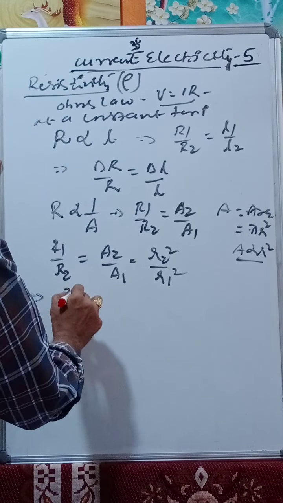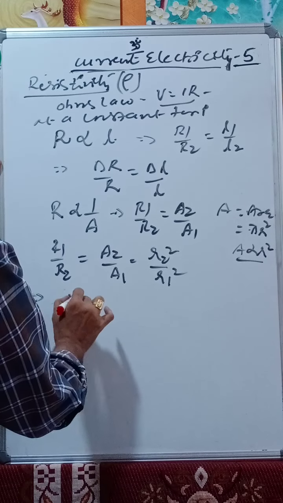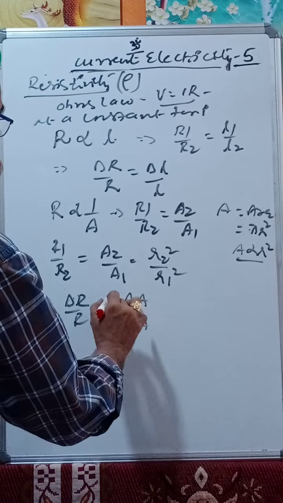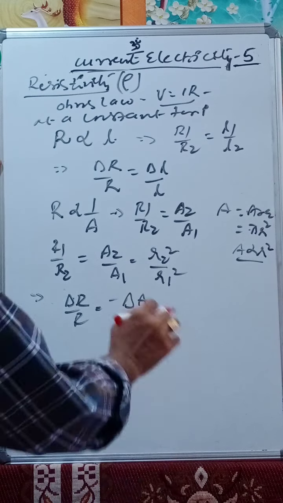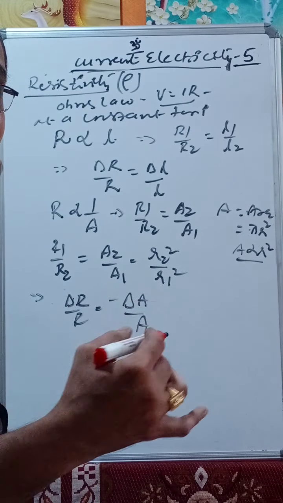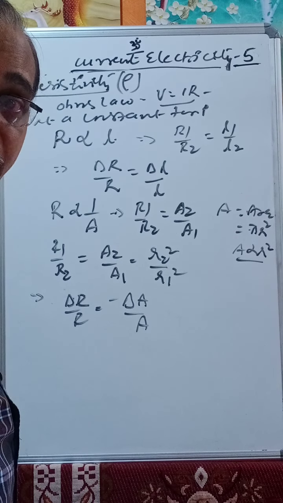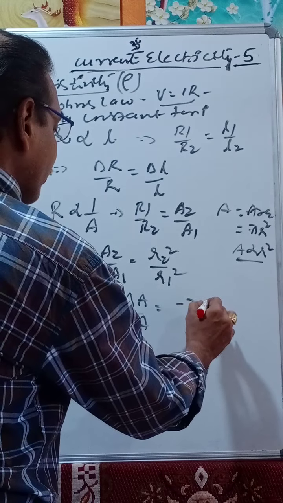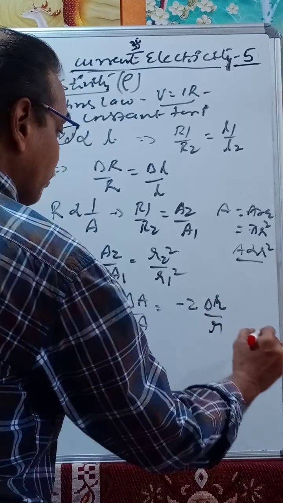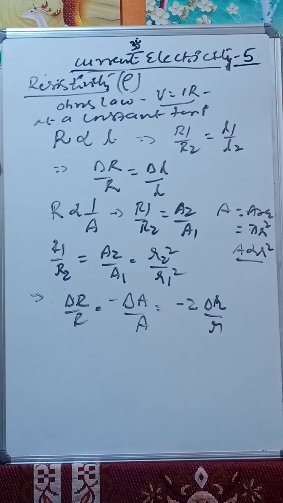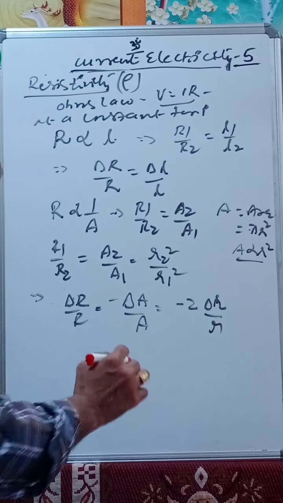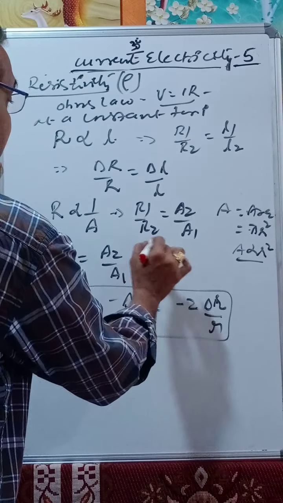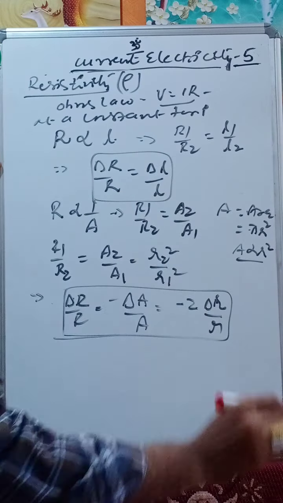This implies delta R by R is equal to delta A by A. If you want, you can take a negative sign because it is inversely proportional: resistance increases, area decreases. Therefore, you can take a negative sign here. That is also equal to minus 2 delta r by r. This is useful in doing the problematic part.